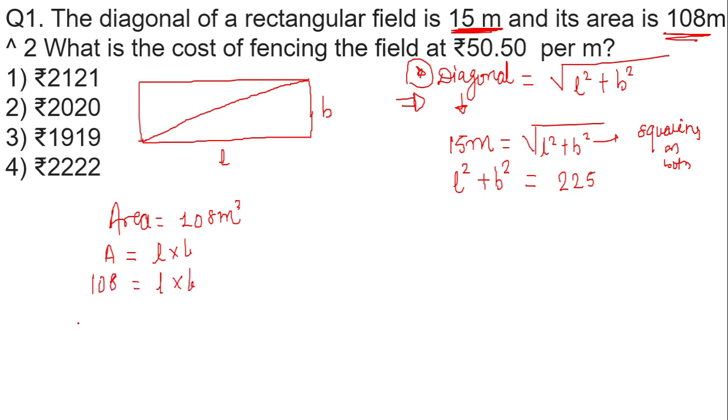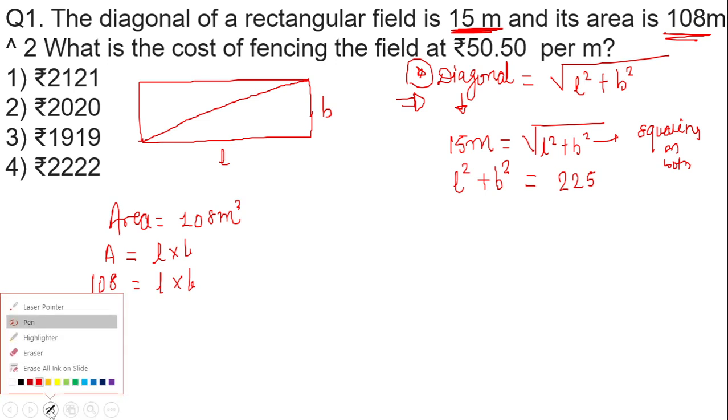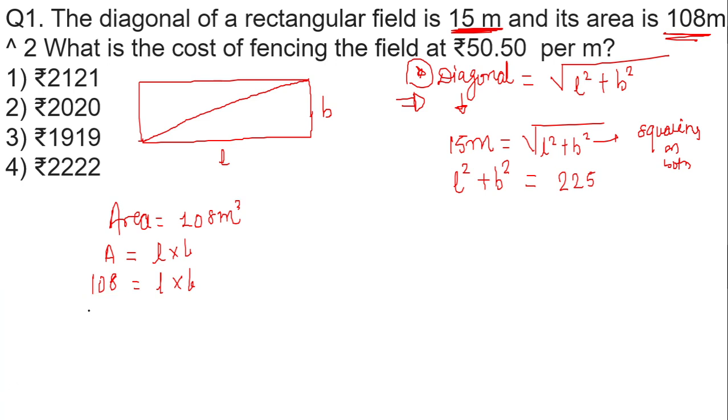Simply what I am going to do right now, just remember one thing. I am going to multiply 2 on both the sides, on LHS as well as on the RHS side. Why, I'll tell you. I have simply multiplied 2 on both the sides, LHS as well as RHS.